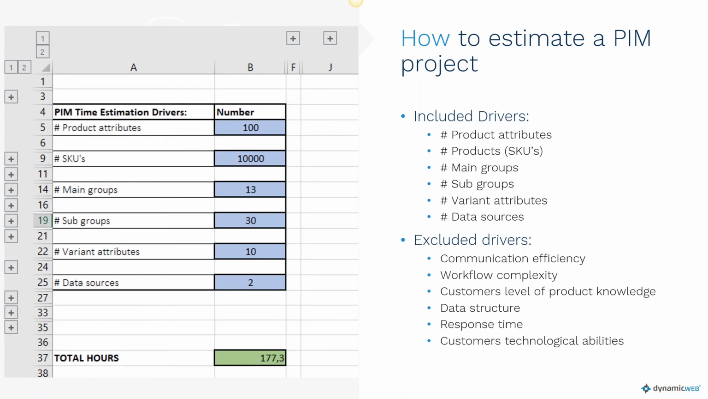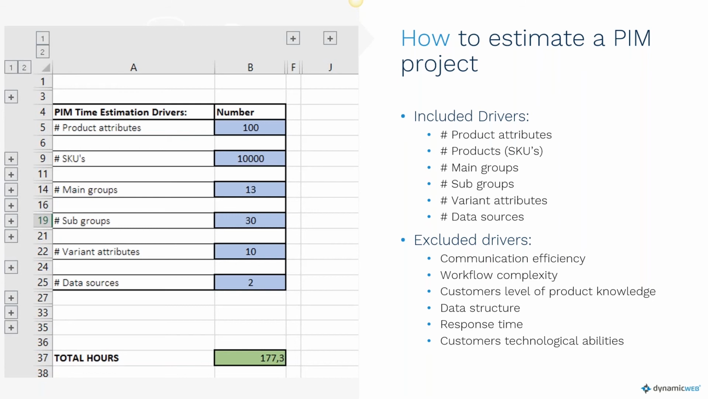Then we have the workflow complexity, and the internal workflow can be very difficult to foresee before actually being in the middle of a PIM project. That's the main reason why this isn't included in the drivers. Of course, the customer's level of product knowledge is also a very significant driver, and how well structured the data are. You can see there is a big difference between the time that will be spent on a PIM project where the customer has a great data structure versus one where you have bad or duplicate or redundant data that first needs to be cleaned up before we can actually really get started with the PIM implementation.